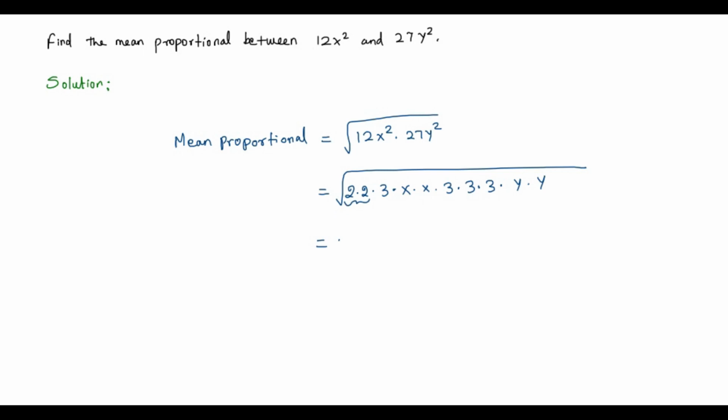So for these two 2s, 1 two can be taken out, and for these two 3s we can take 1 three out of the square root, and for these two 3s, 1 three can be taken out of the square root. For these two x's we can take 1 x out of the square root, and for these two y's we can take 1 y out of the square root. So there is nothing inside the square root. So 2 times 3 is 6, 6 times 3 is 18. So 18xy is the mean proportional between 12x square and 27y square.